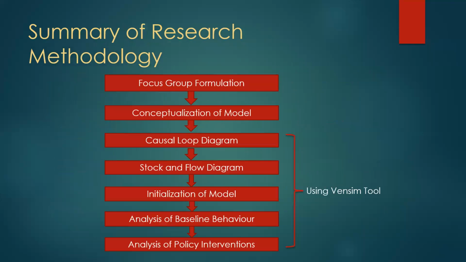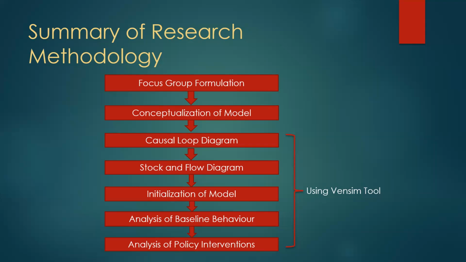The summary of the research method is focus group formulation, conceptualization of the model, and then at every stage we actually showed this model to our focus group for their validation. So we prepared a causal loop diagram, which I will be showing. Then the stock and flow diagram, based on Professor Homer's model, and on top of that we built initialization of the model, analysis of baseline behavior, and analysis of policy intervention.